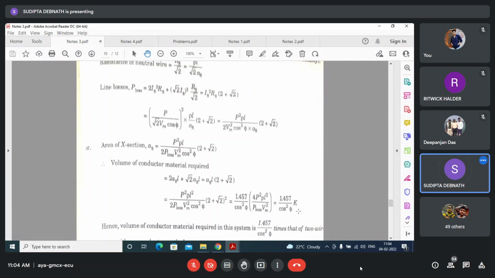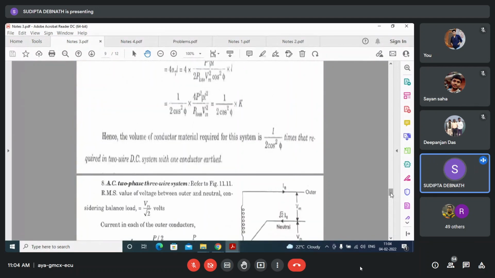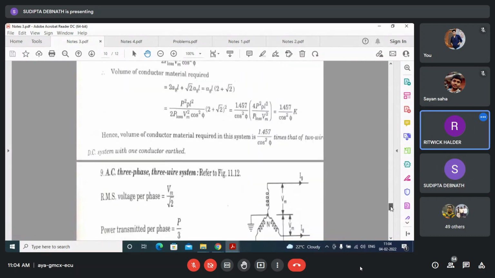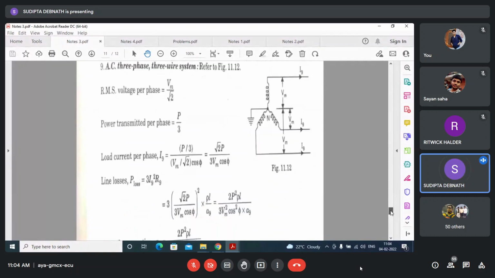So if we compare only the two-phase system, it is 1.457, and the previous one was 0.5. So this one was 0.5, and this is more, almost 3 times. Now the three-phase system is very simple.